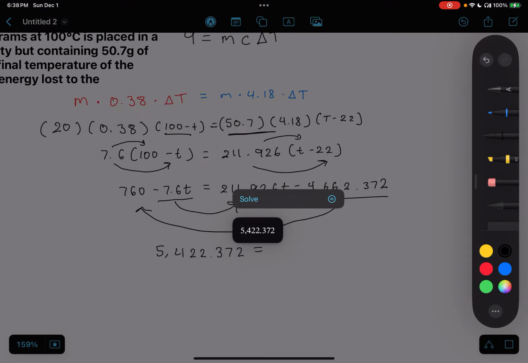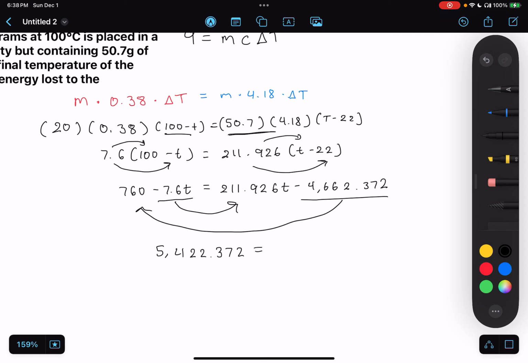211.926. No, plus, 211.926 T plus 7.6. Then we have to divide. Basically, we're just solving for T at that point. Okay, so 211.926 plus 7.6, that's going to give us 219.526 T.